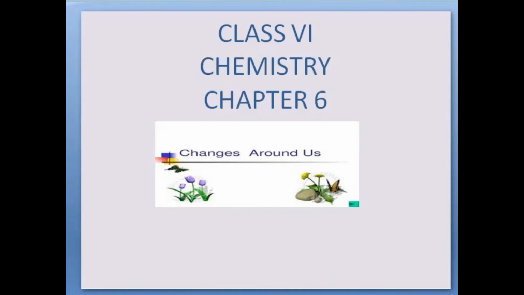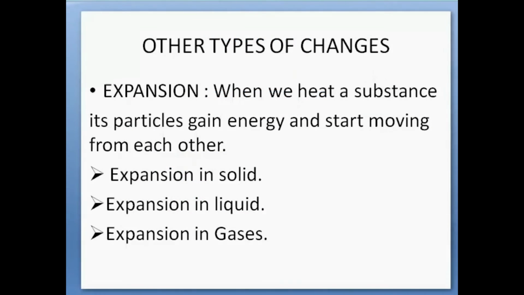Let us continue our class, and today we will discuss the other types of changes. That is chemistry chapter 6, changes around us. Expansion. What is expansion? When we heat a substance, its particles gain energy and start moving away from each other. This is known as expansion.